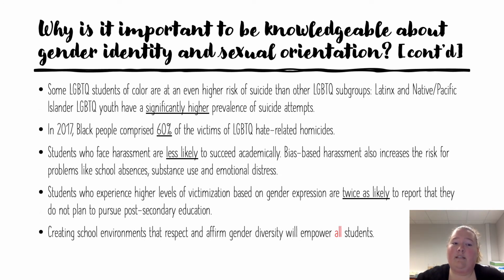Here's some more statistics about why it's important for us to be knowledgeable about gender identity and sexual orientation. Some LGBTQ students of color are at an even higher risk of suicide than other LGBTQ subgroups. Latinx and Native Pacific Islander LGBTQ youth have a significantly higher prevalence of suicide attempts. In 2017, Black people comprised 60% of the victims of LGBTQ hate-related homicides. Students who face harassment are less likely to succeed academically. I think we know that. Bias-based harassment also increases the risk for problems like school absences, substance use, and emotional distress.